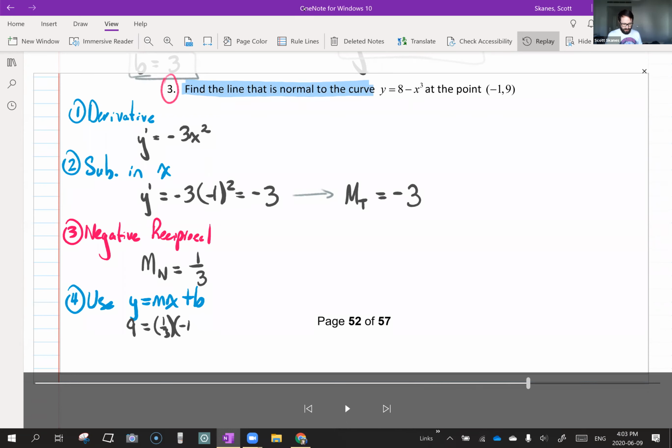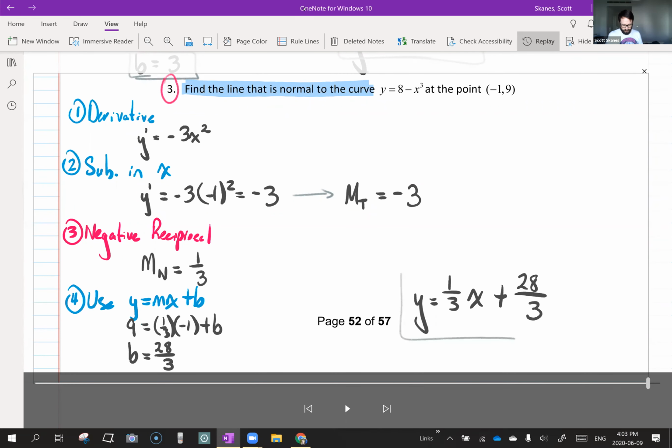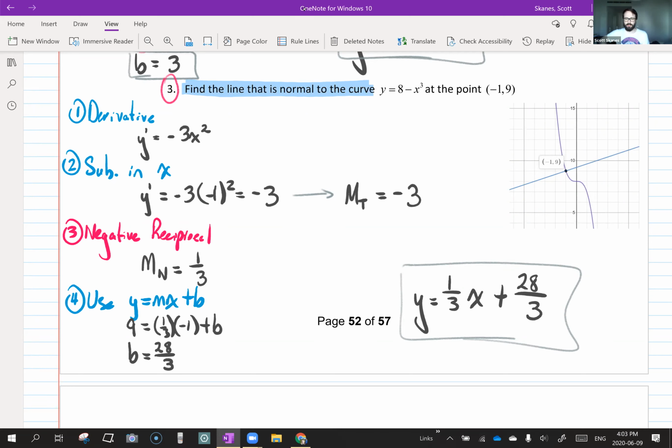Fourth step, use y equals mx plus b. That's my y, that's my m, that's my x, that's my b. Solve that, 28/3. Final answer is this. So if you want to see the graph, here we go. So that's definitely the normal line at the point -1 and 9. Same answer as me. So congratulations to those of you that got the same answer.